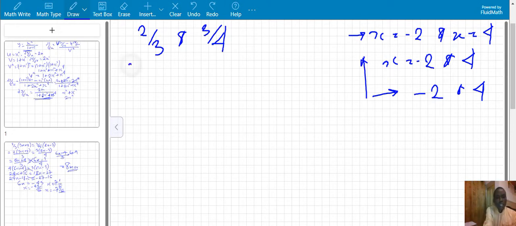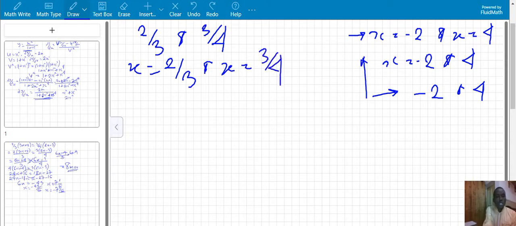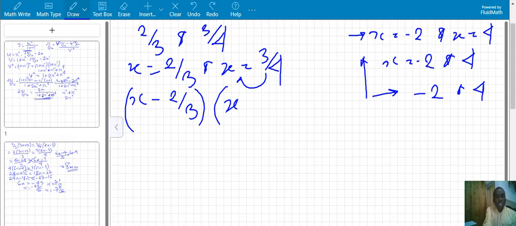We can find out now that our x is equal to 2 over 3 and our x is equal to 3 over 4. So this will give us x minus 2 over 3, and this will give us x minus 3 over 4. That is a different parameter. This comes this way to give you minus. So if we multiply these two, we'll be on our way to getting the equation.